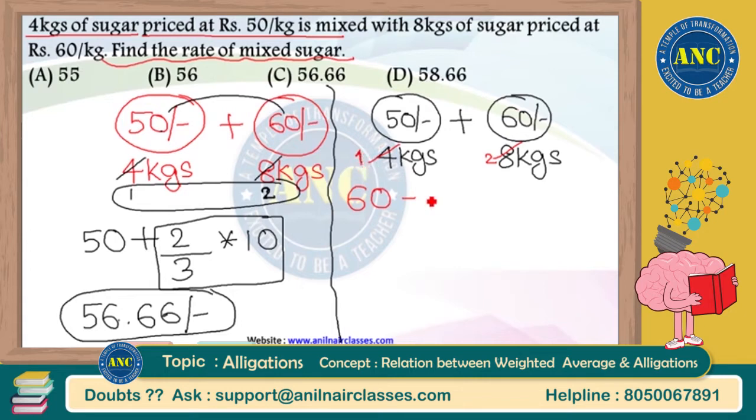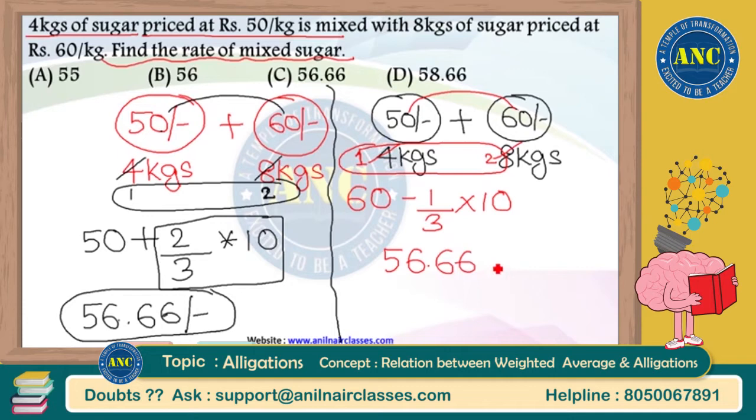The diagonal element of 60 is 1. The sum of 1 and 2 is nothing but 3. The difference of 60 and 50 is 10. 10 by 3 is 3.33. 60 minus 3.33 is again 56.66 rupees. And believe me, sir, these are all very, very easy once you understand it. These are all very easy.